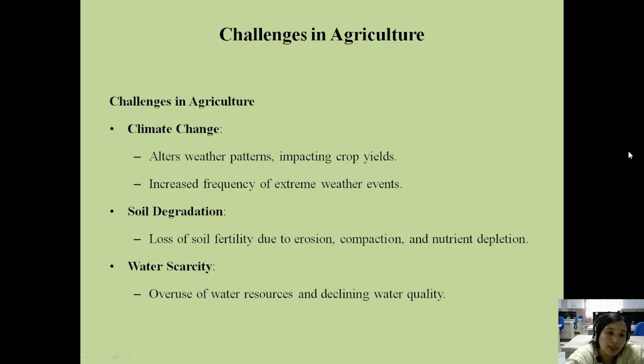Then there is soil degradation, the loss of soil fertility due to erosion, compaction and nutrient depletion. That is a challenge in agriculture.